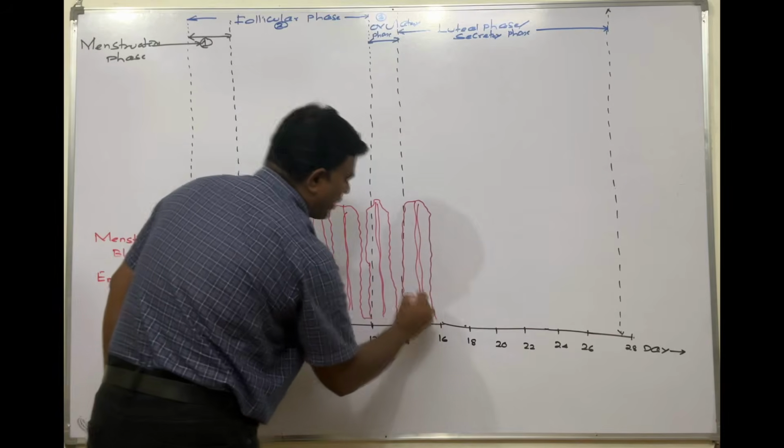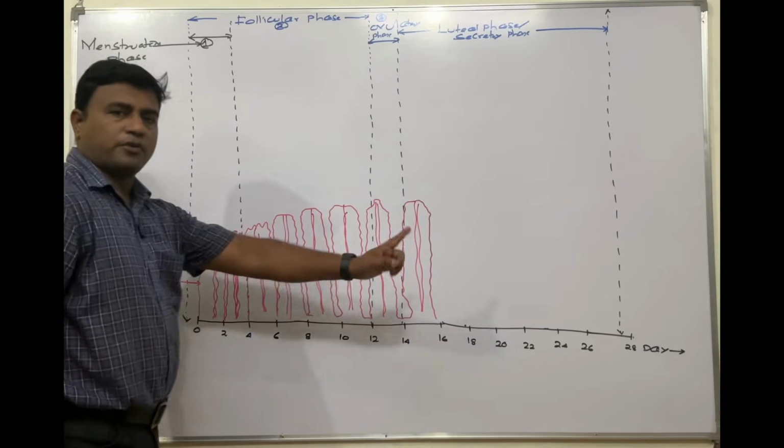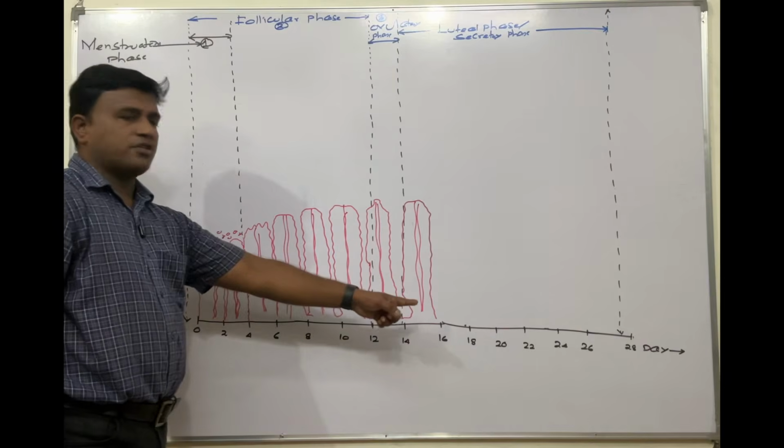So what you are seeing in the diagram is up to ovulation. The corpus luteum has just formed. Progesterone is not being secreted yet.